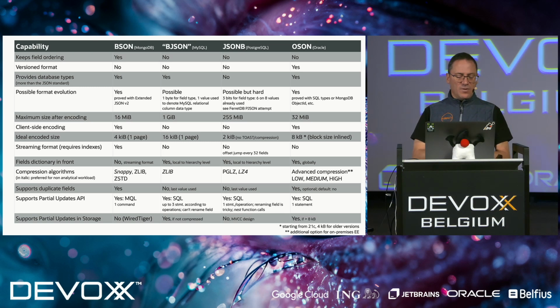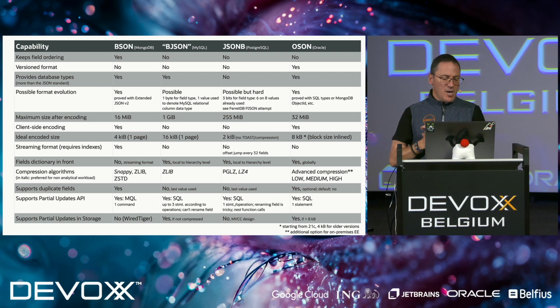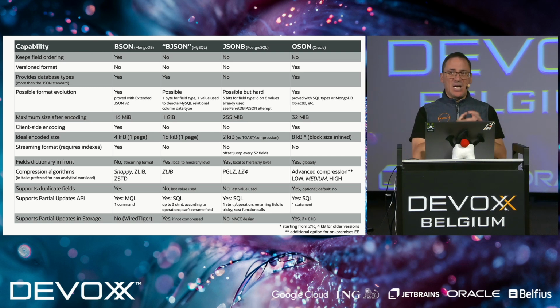In case of supporting duplicate fields, both the binary format for MongoDB and Oracle do support this. The binary format for MySQL and Postgres do not, again, because they sort the keys by size first and then in alphabetical order. So that gets you in trouble with duplicate names for the fields. Partial updates, pretty much everybody does it. Some of them with a little bit more trouble than the others, but it's a feature that is provided by everyone.